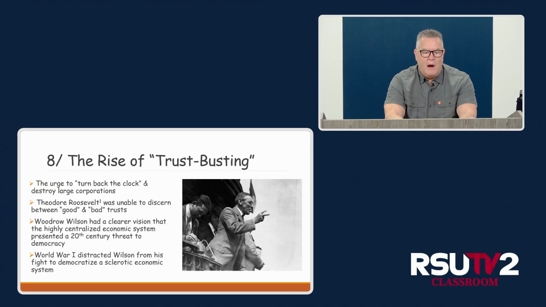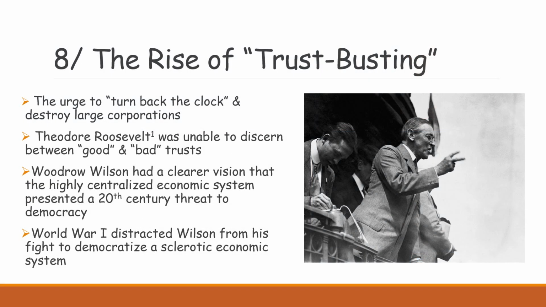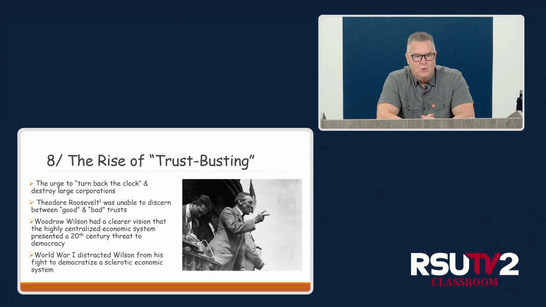So this gives rise to the call for trust busting, for breaking up the big corporations and the urge to turn back the clock and to destroy those large corporations. He credits, again, his cousin Theodore Roosevelt as recognizing that he couldn't determine who were the good trusts and the bad trusts. And keep in mind, he credits Woodrow Wilson because he served in Woodrow Wilson's administration. He was Secretary of the Navy at the time.